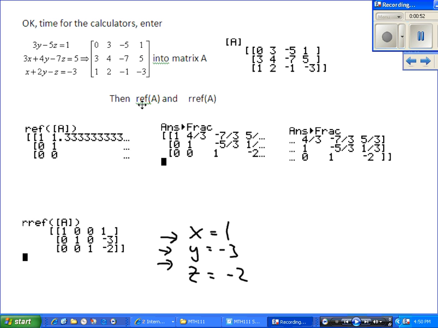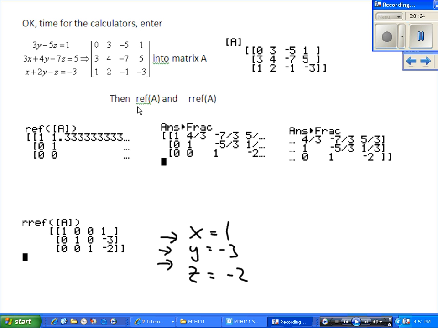Okay, now if you hit second matrix, cursor over to where it says math, you've got a bunch of words there. Scroll down until you get to option A and B. Option A is REF, which is row echelon form, what we were just doing. And option B is RREF, reduced row echelon form. So first let's take a quick look at REF. So get your cursor so it's on the A and hit enter.